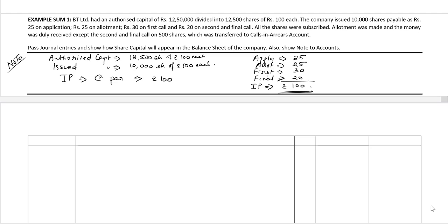Further, the question says the allotment was made and the money was duly received, except for the second and final call on 500 shares, which was transferred to the Calls-in-Arrears account. So on the final call, on 500 shares, we did not receive the amount. Let's go ahead with the solution of preparing the journal entries first.